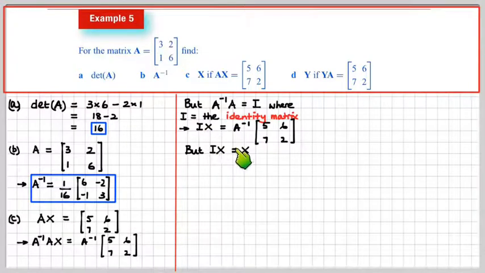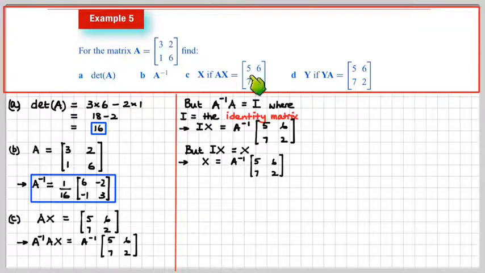But I is just like a 1 in matrix land. So I times X is just X. That's why we're doing it, because we just want to get X. We're solving it for X. That's what we want. Remember, we're asked for X. See? That's why we do this. So therefore X is the inverse of A times that matrix there, okay?